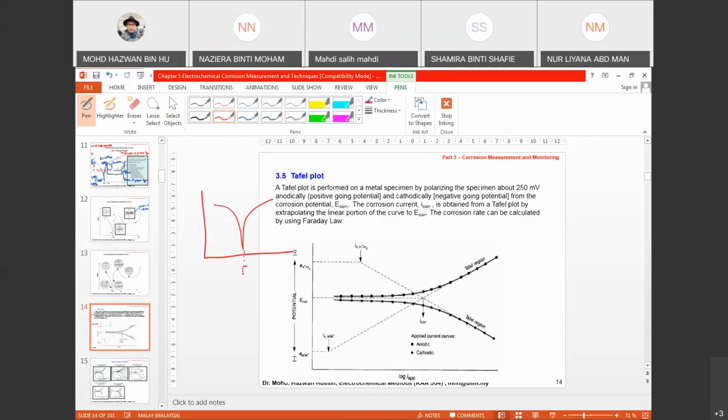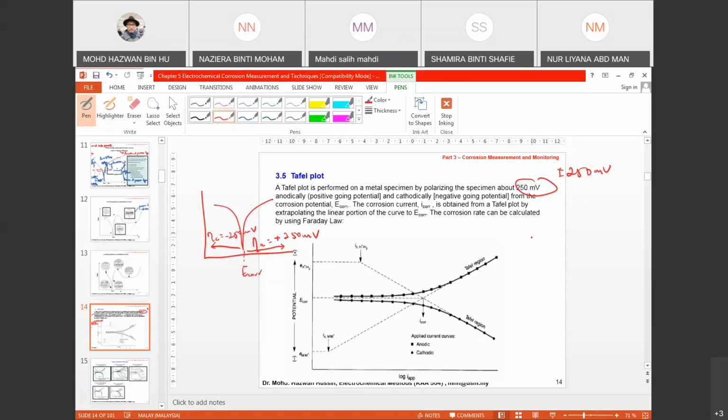Okay, so this is actually your Ecorr. And when you polarize it more positively, this is actually positive 250 millivolts, and you polarize it negatively. This is actually the recommended values, plus minus 250 millivolts. I think later on when you do the practicals, you will understand it more. Some people use 250 and some also use like 300, but not lower or higher than this value.